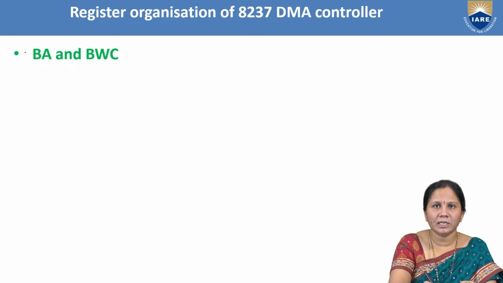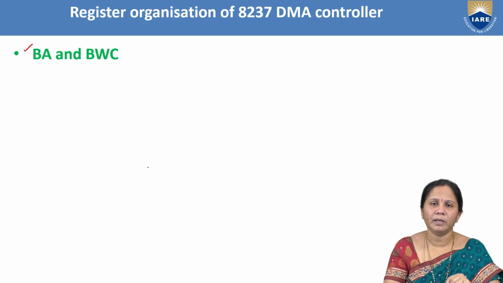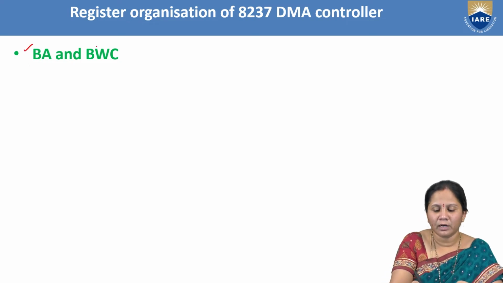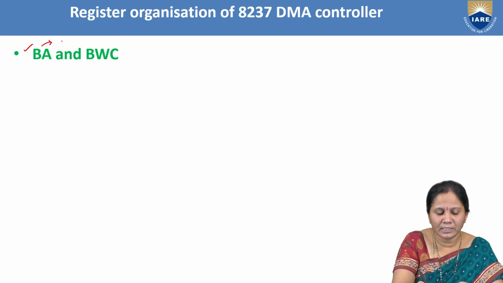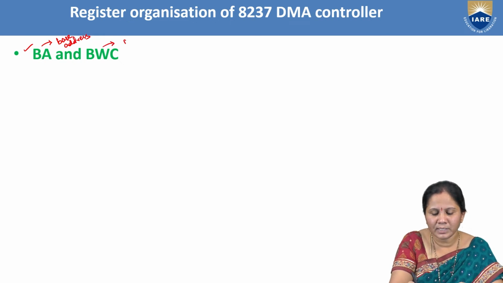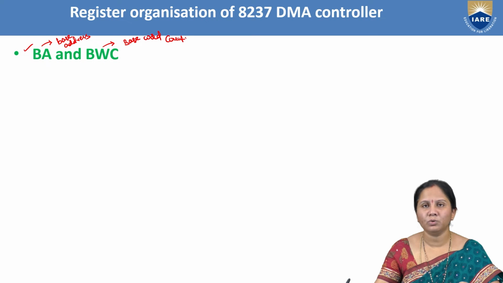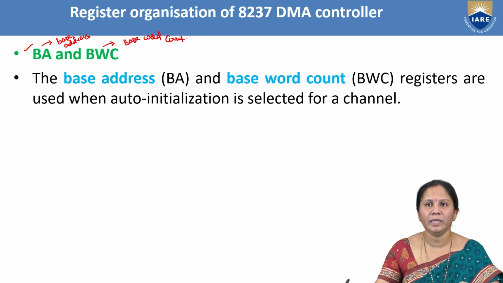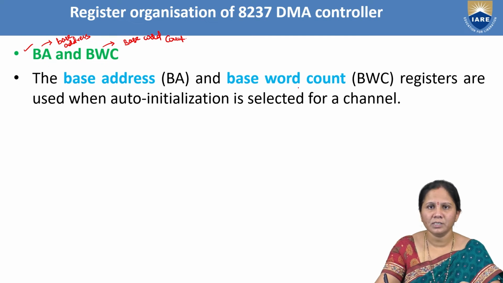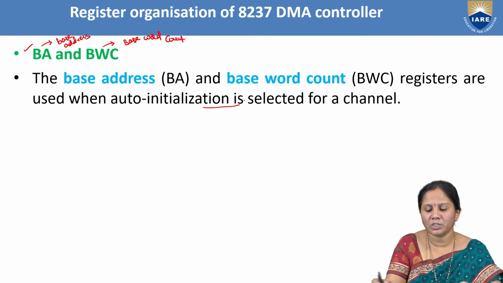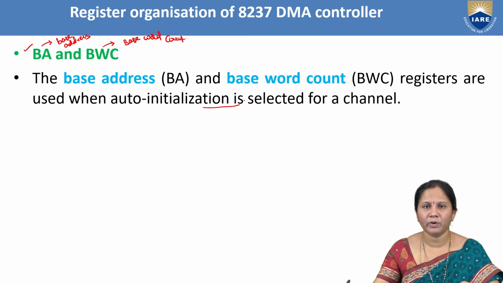And the next internal registers are BA and BWC. Here BA represents base address and BWC represents base word count. So these are the two registers. The first register is BA. These base address and base word count registers are used when auto initialization mode is selected for a channel.